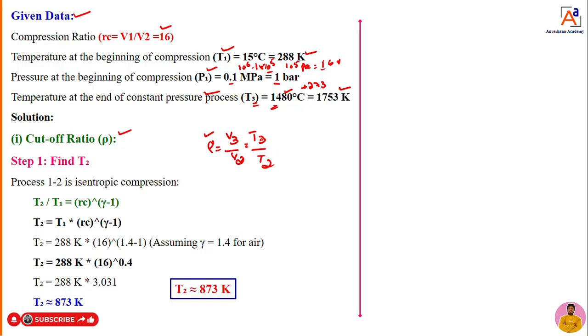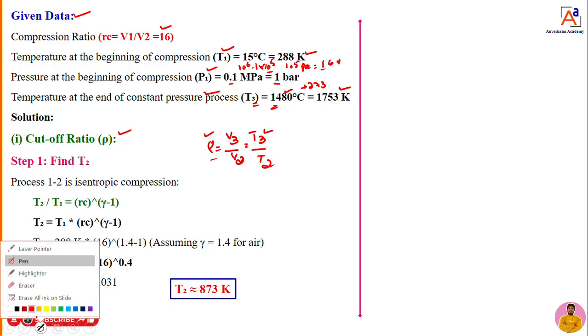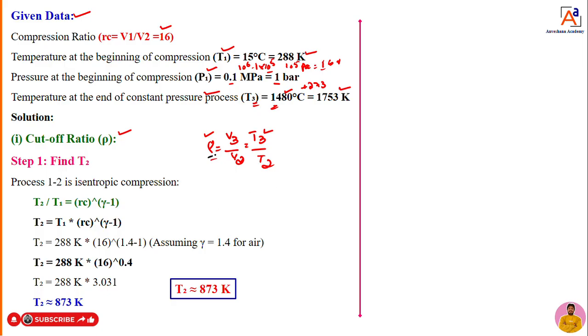So here, instead of V3 by V2, I will calculate the temperatures, then I can calculate the cutoff ratio. Here T3 he has already given, dear students, but T2 is unknown. Once you know the value of T2, you can easily calculate rho. So the formula is rho is equal to T3 by T2. To calculate rho, the first parameter, I should know T2, where T3 is already given. Then how to calculate T2? What do I have to do then?